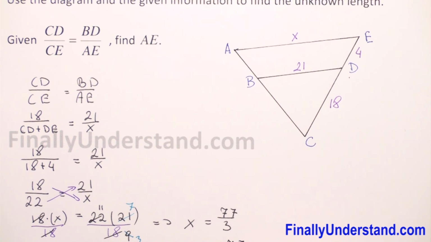If you want, we can change this to a mixed number. So it will be 25 and 2 over 3. This is my solution.